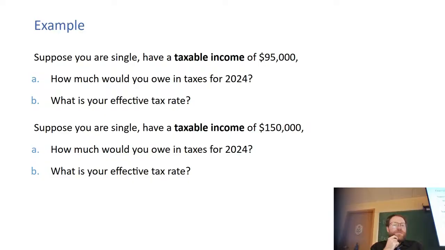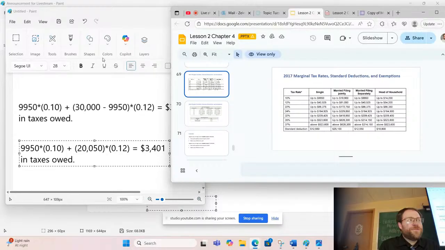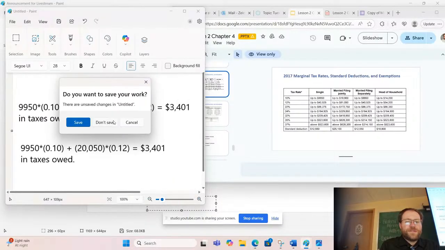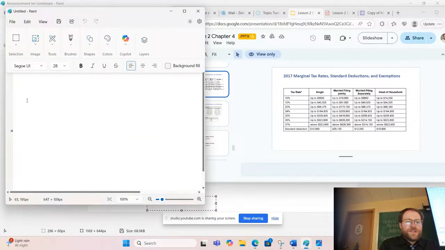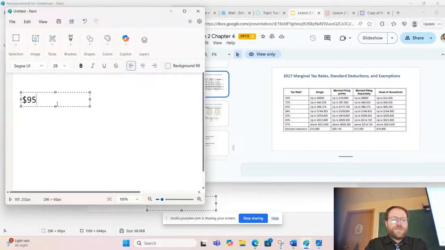So the example there, if you are single and have a taxable income of $95,000, how much would you owe in 2024? And then same for 150. So that example, for the $95,000 income, taxes would be 10% times the 9,950.